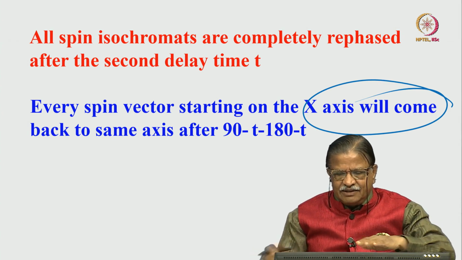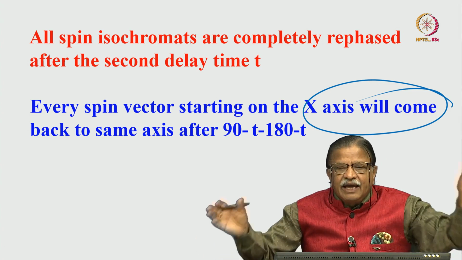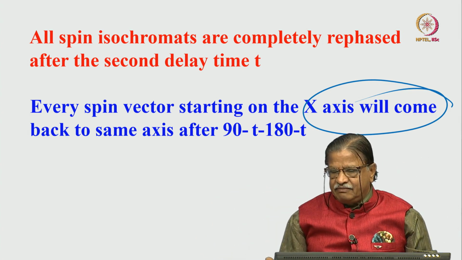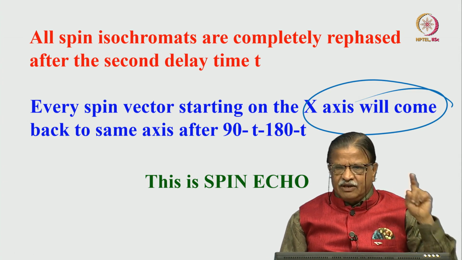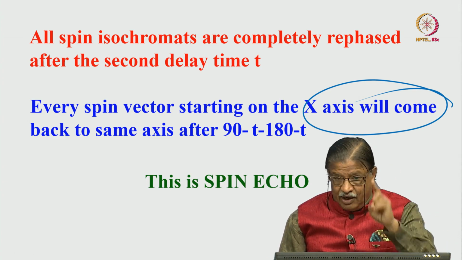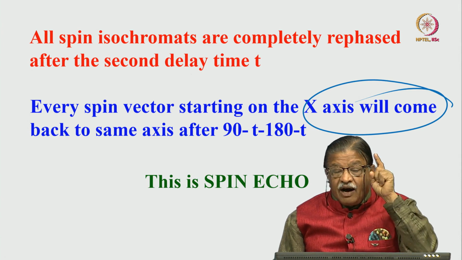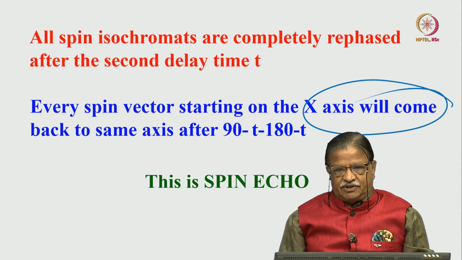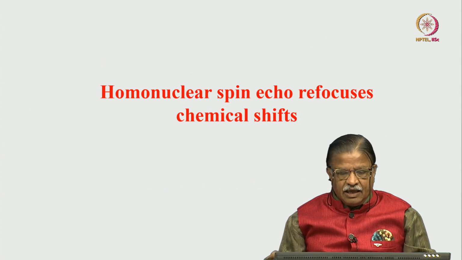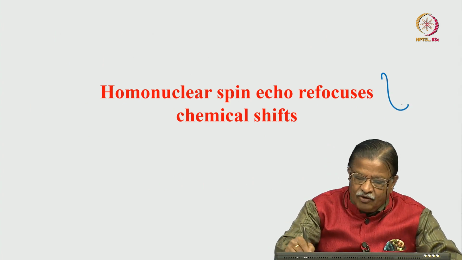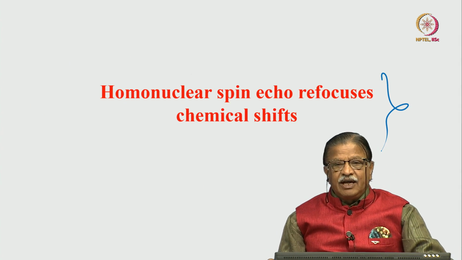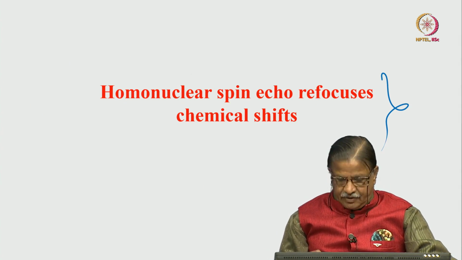Similarly, started with the x axis, they started fanning out, again came back to the same x axis. And this is spin echo. You understood the concept of spin echo? Spin echo in the homonuclear case is refocusing the chemical shifts. This is the logic. You should remember, homonuclear spin echo refocuses chemical shifts.